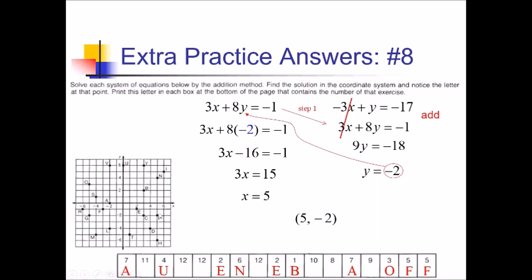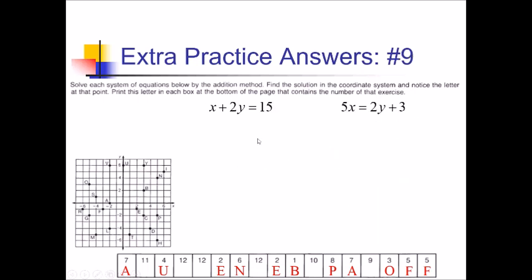Over 5 down 2, that's bringing me to point P in my grid. So that P is going to go where the 8 spot is, right here. And we move on. For number 9, they've decided to up the difficulty level a little bit.